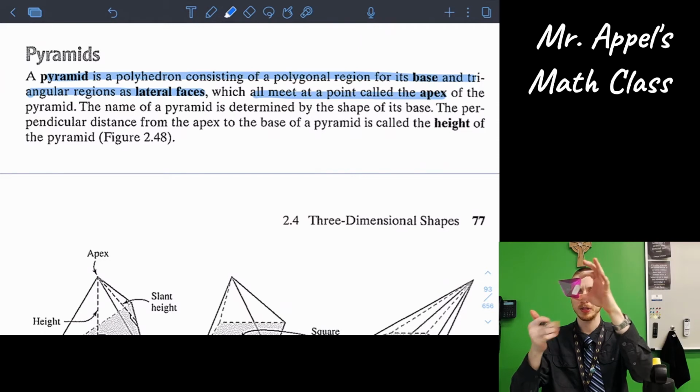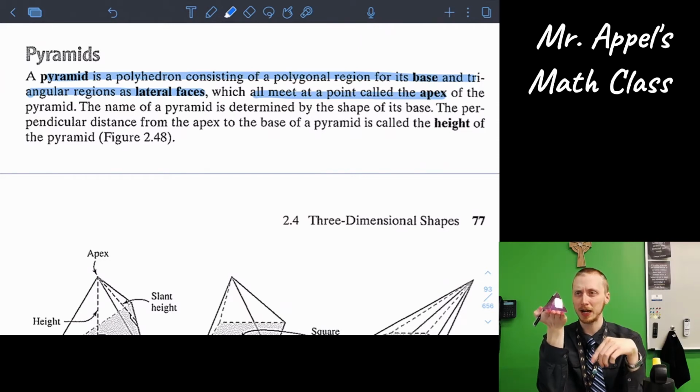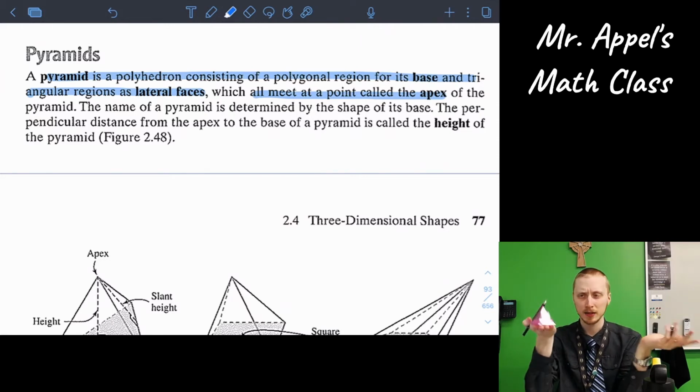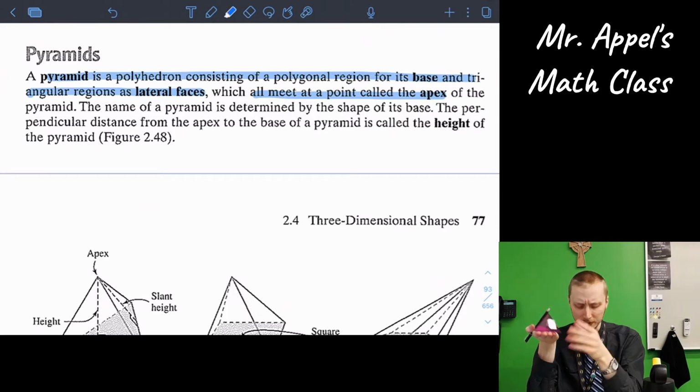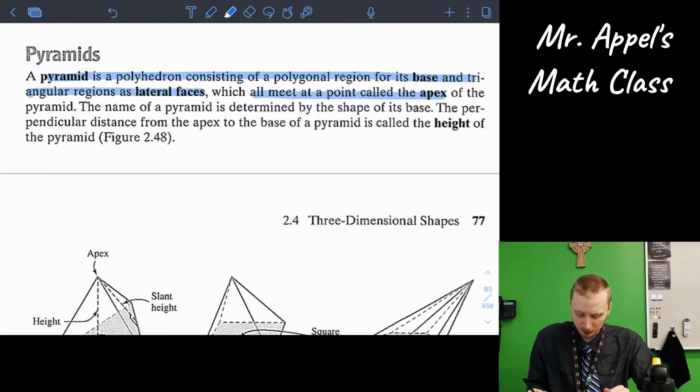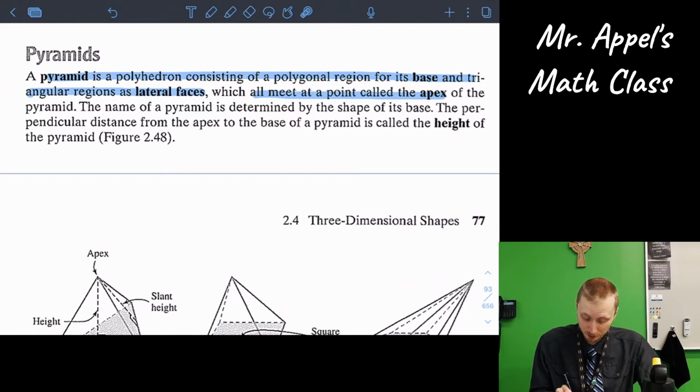And typically you would build your pyramid such that the base is on the bottom and the apex is the highest point. All right, the Egyptians were very good at this. The name of a pyramid is determined by the shape of its base, as with the prisms, and the perpendicular distance from the apex to the base of a pyramid is called the height of the pyramid. Perpendicular distance from apex to base.